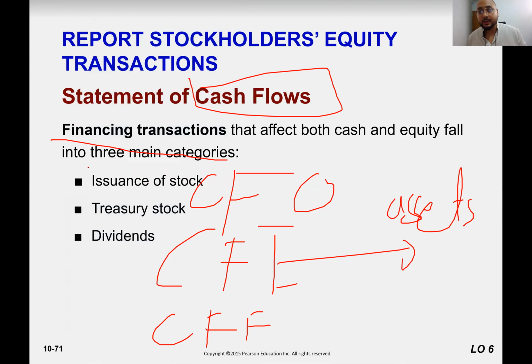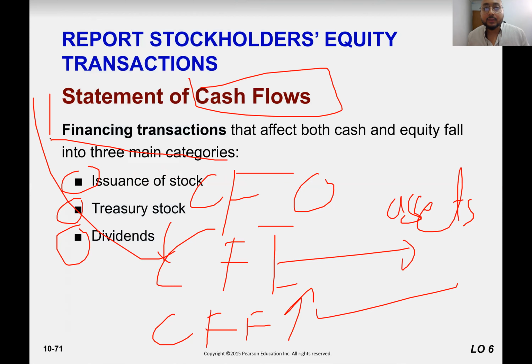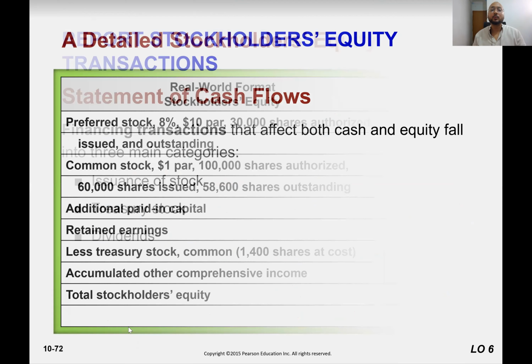So if we issue shares, it is a financing activity. If we purchase back our shares, it is also a financing activity because shares are involved. If we pay the dividends, it's also cash flow from financing activity. Right? Remember, when we pay the dividend, it will decrease the cash flow. That's how we are going to show that.